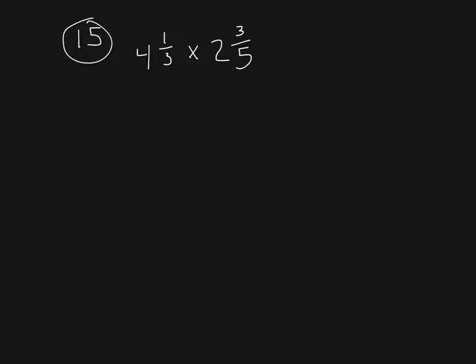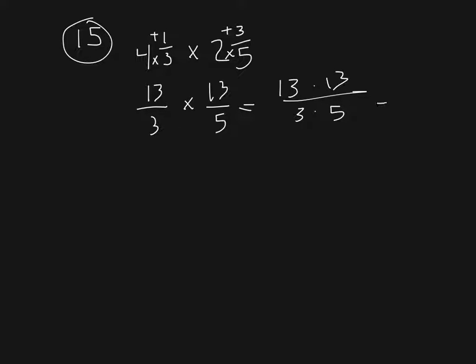So what I recommend is that you do convert to improper. 4 times 3 is 12, plus 1 is 13. 2 times 5 is 10, plus 3 is 13, so we get 13 over 5 here. We're still multiplying. When you multiply fractions, it's top times top over bottom times bottom. 13 times 13 is 169. 3 times 5 is 15.